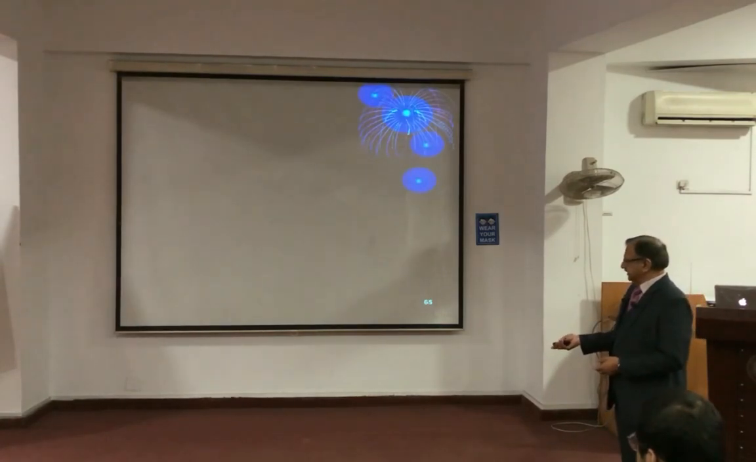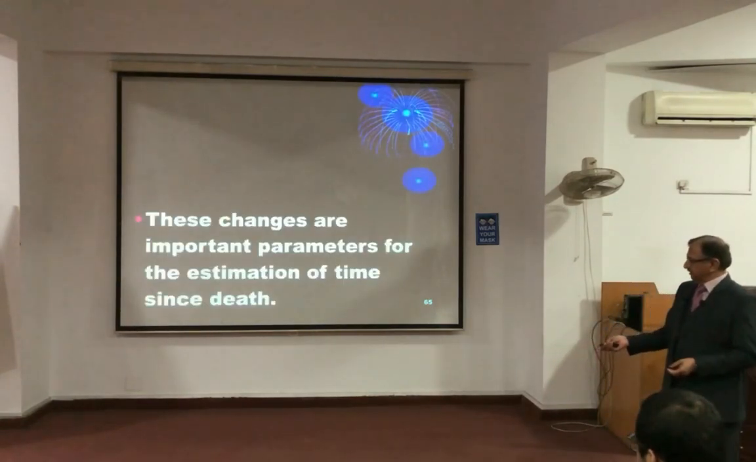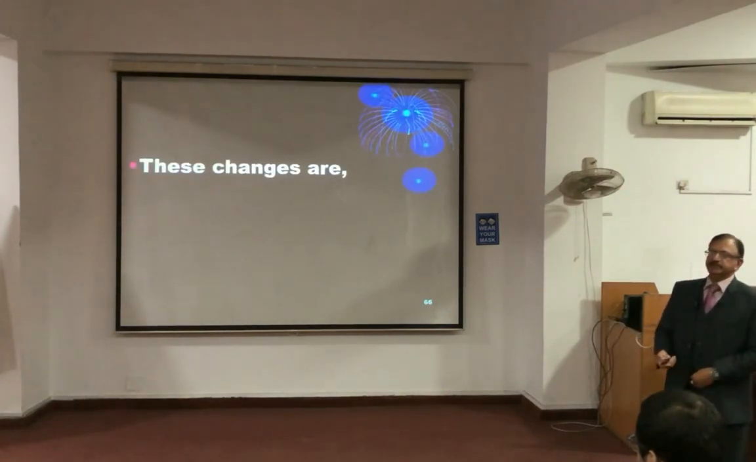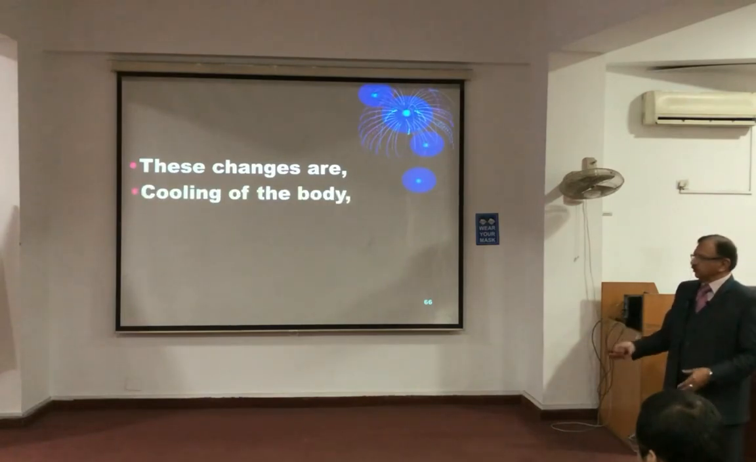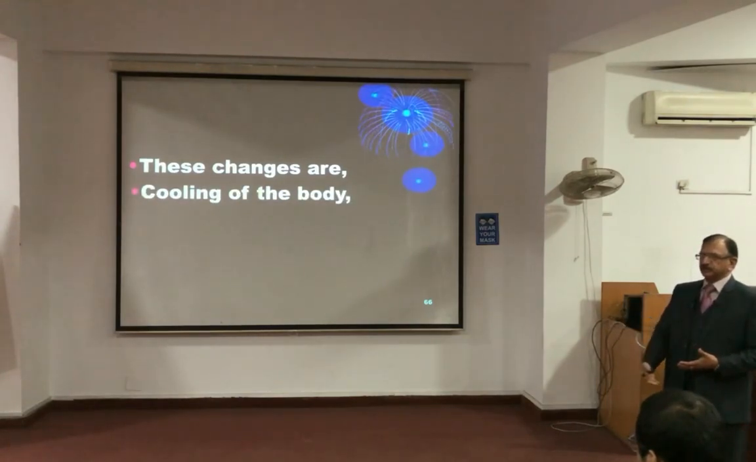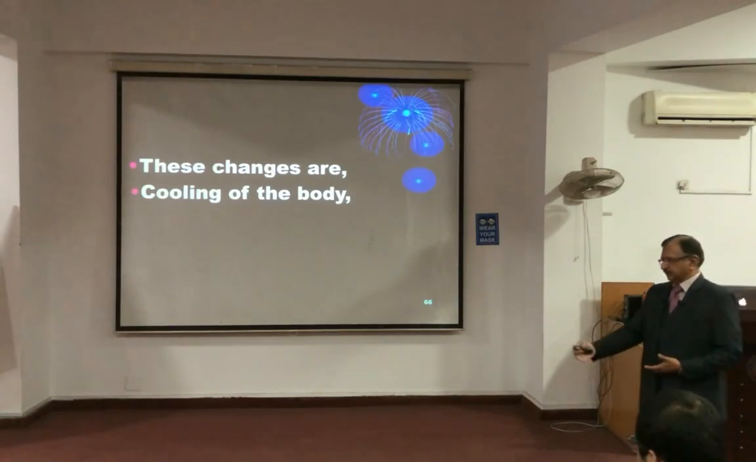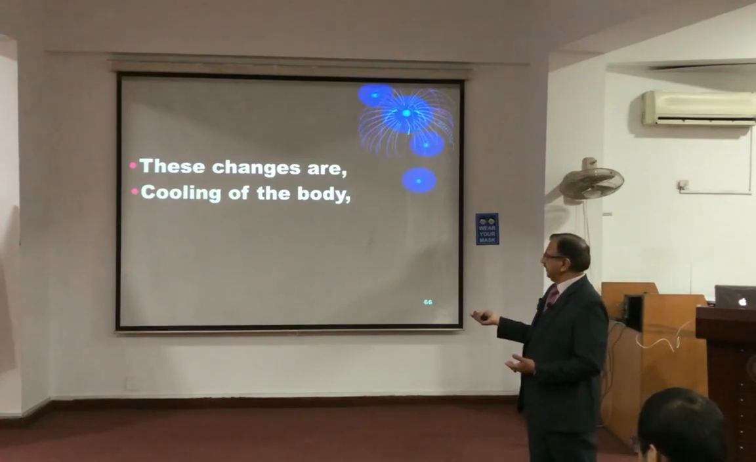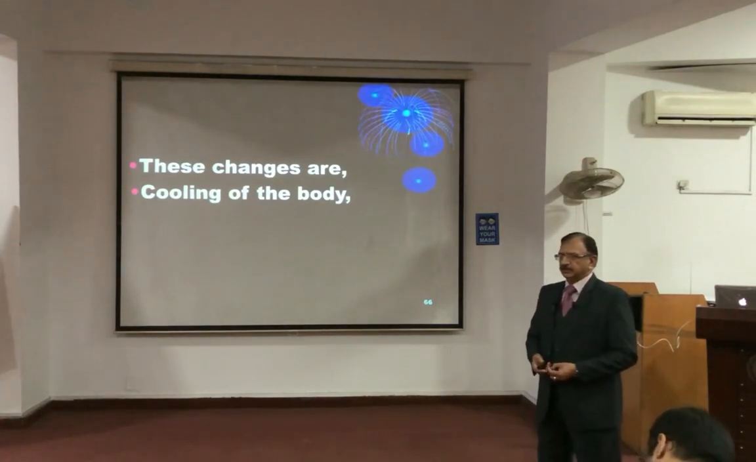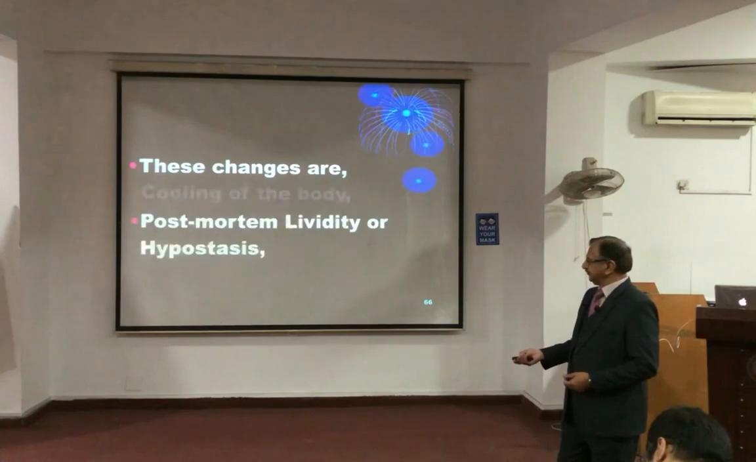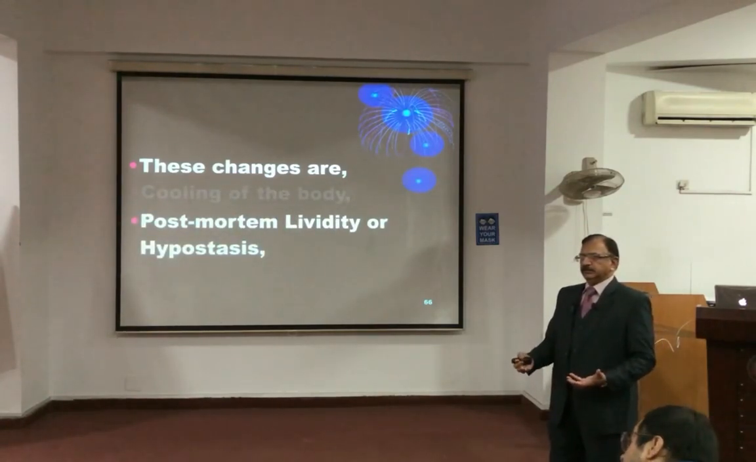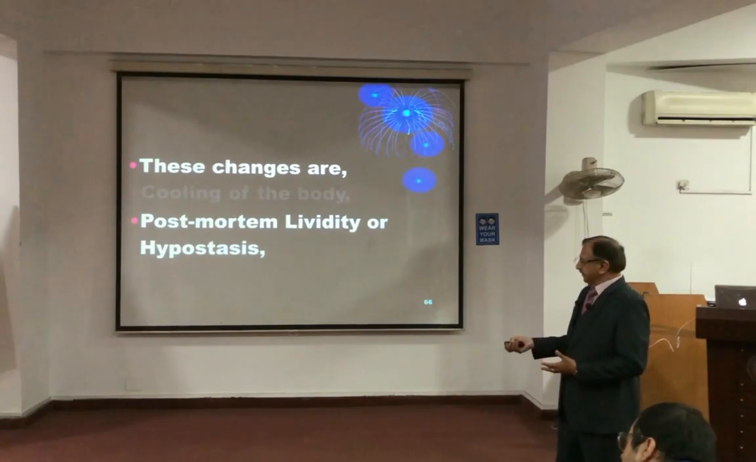Then the visible changes after death, these are the changes which appear within the body after death. And these are in a definitive chronological order because from them we can estimate the time since death. Cooling of the body. Body has to cool down. And there is a certain scheme or parameter with which we can determine the time since death. Then postmortem lividity, the hypostasis.